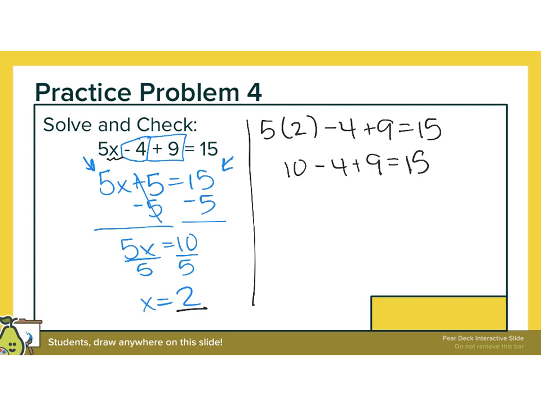I'm going to start combining my positives together, make 19. I like to do it that way, but you can go and solve however you want. And then 15 equals 15. I know I'm right because I got the same number on both sides. I can now box my answer.